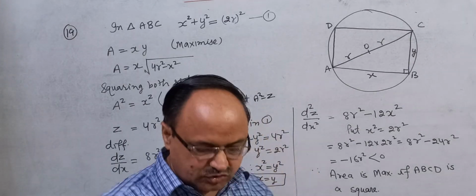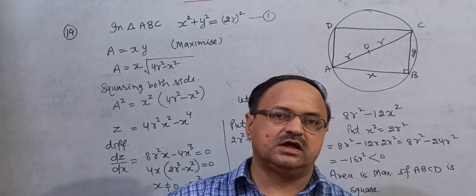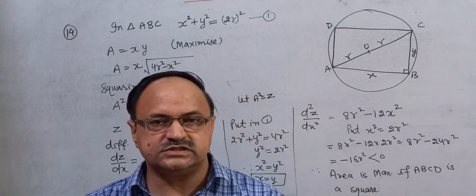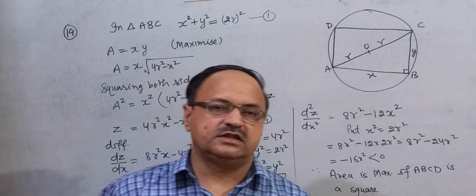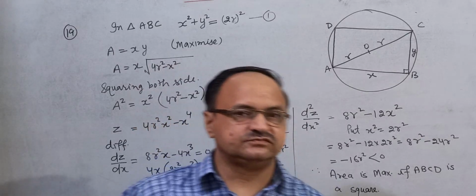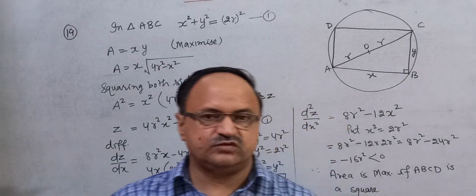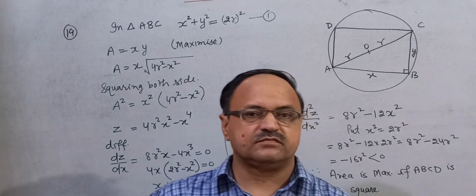So try to solve this type of question. We'll start from question number 13, 14, 15, 16, 17, 18, 19. Clear? Then revise thoroughly question number 13 to 20, you can solve them. This is your homework. Thank you.